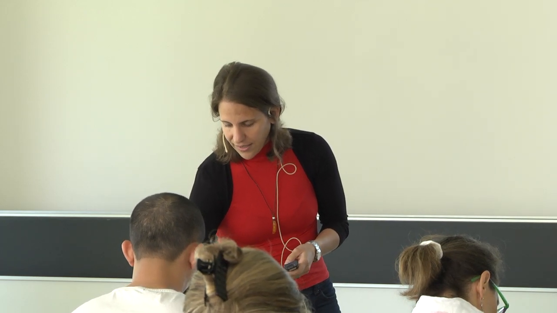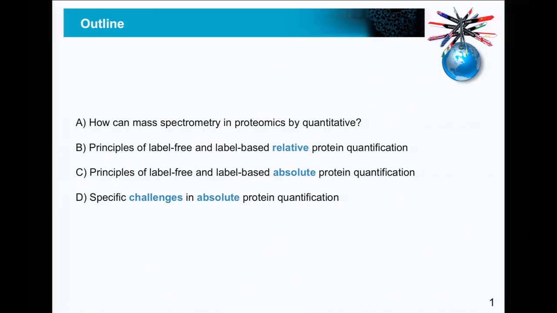And I've structured this lecture into 4 parts. So first we will look at this very basic question of how and why mass spectrometry in proteomics can at all be quantitative. Then we will look at the principles of relative protein quantification, followed by absolute protein quantification, and if time allows, we will also look in the last part at some specific challenges that are of specific relevance when you do absolute protein quantification. And again, whenever there are questions from your side, just interrupt me at any time and ask.